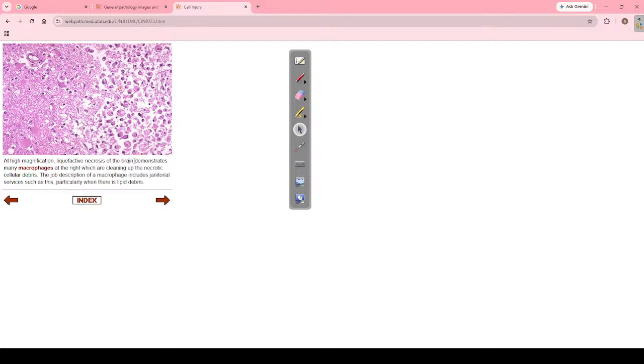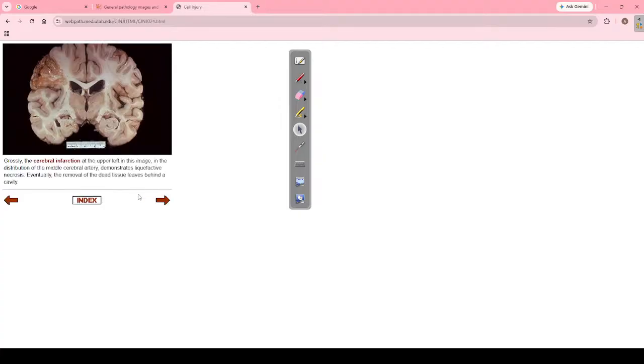Then we have liquefactive necrosis of brain, which is showing many macrophages, and they are cleaning up the necrotic debris. Here this is a gross cerebral infarct. At the upper left margin, it is due to the middle cerebral artery. Most of the time, if it is in the middle of the brain, it's due to middle cerebral artery infarction.